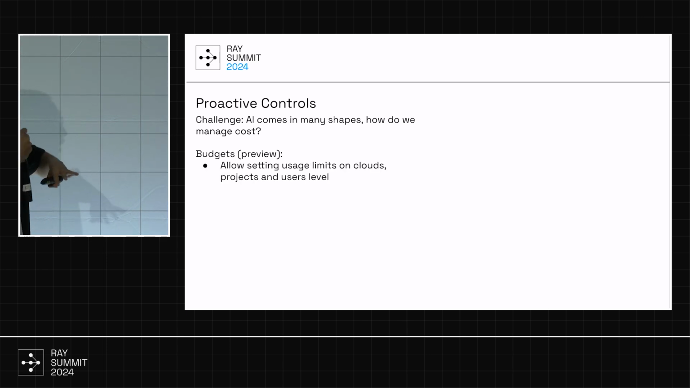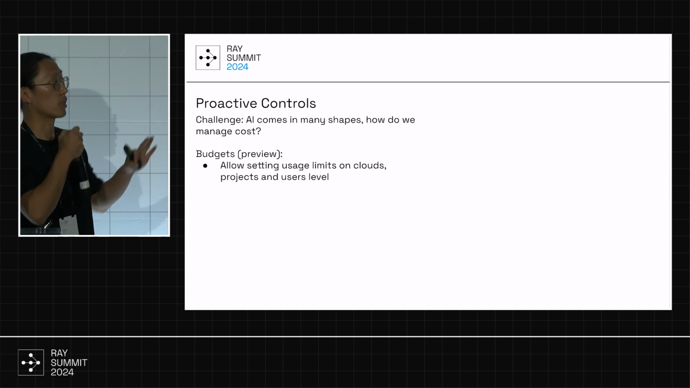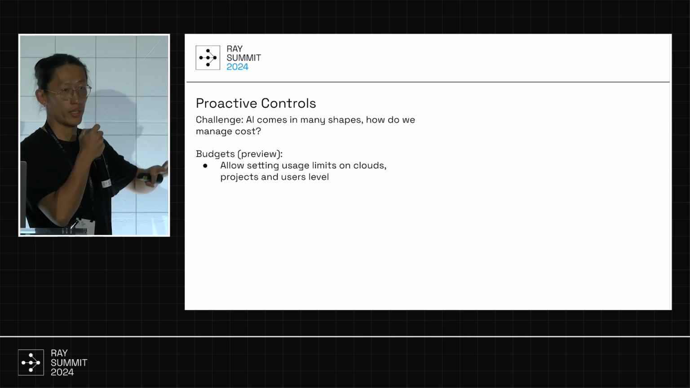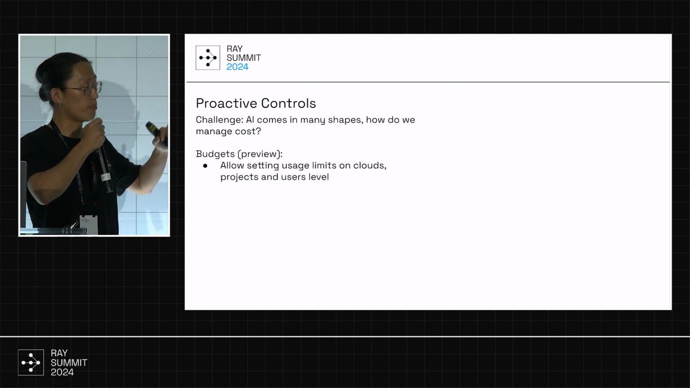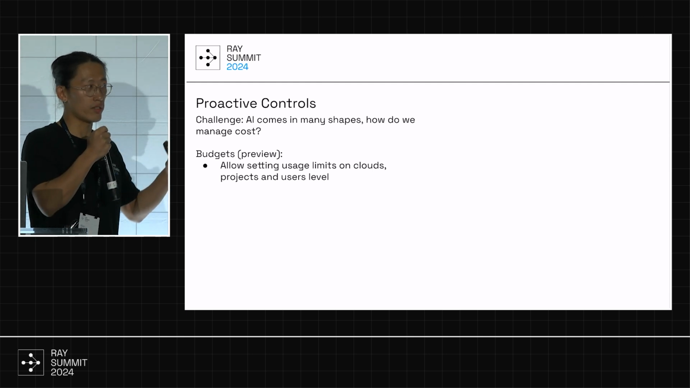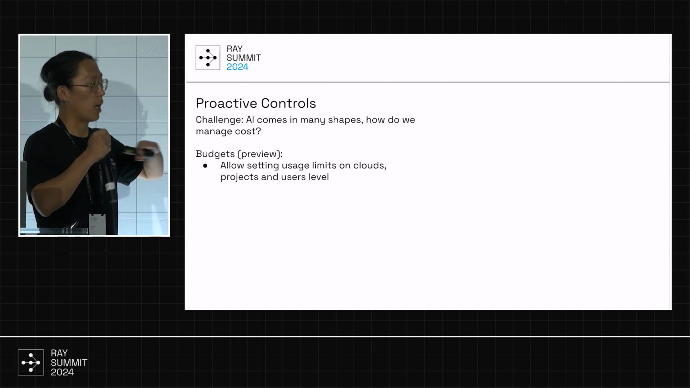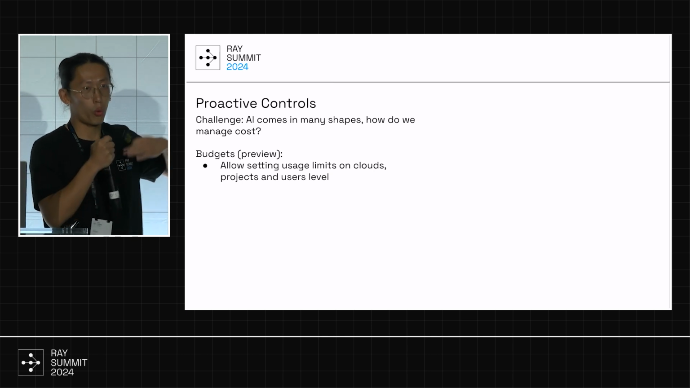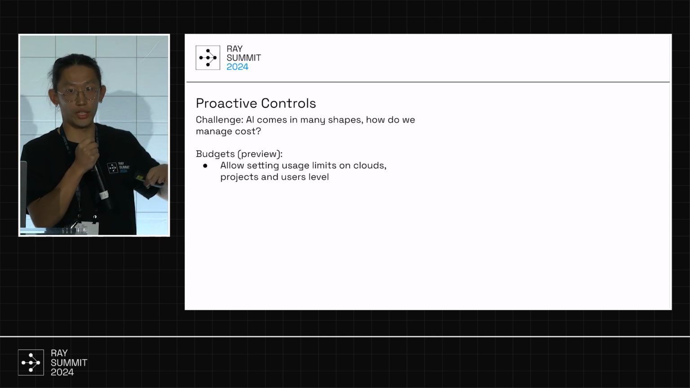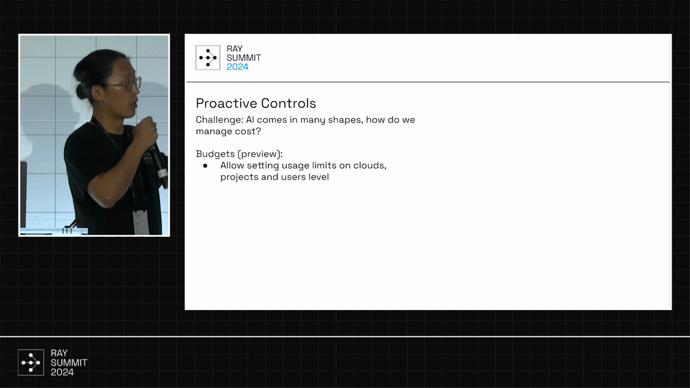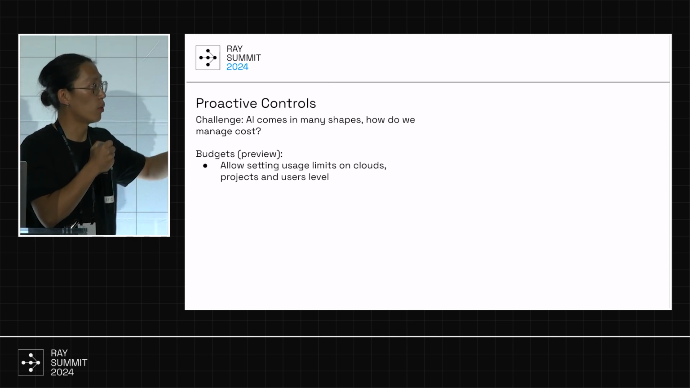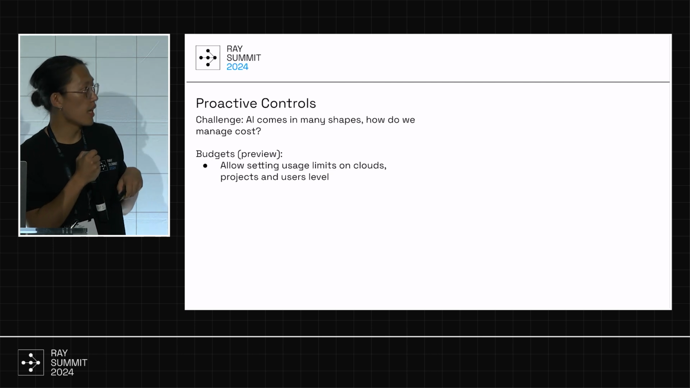This simply allows you to set usage limits on clouds, projects, and user level. So as Dom alluded to earlier, because you can set up your organization in ways that fit how you manage your teams and how you manage your workloads, it's also important for you to have the flexibility to set usage limits on clouds, if all your projects are organized by clouds, or projects, or even users.